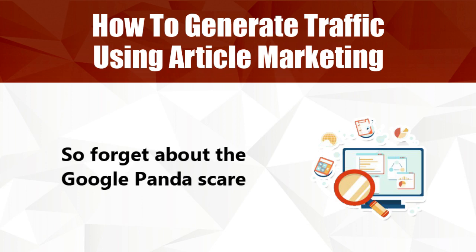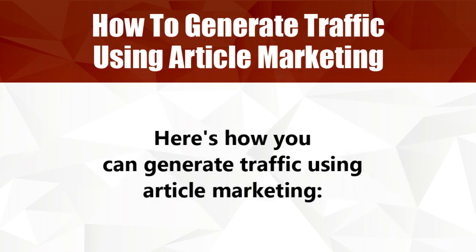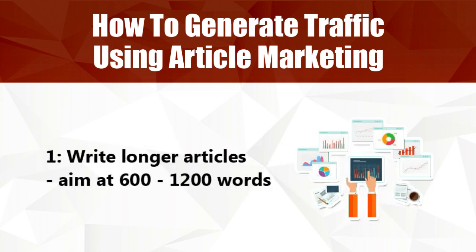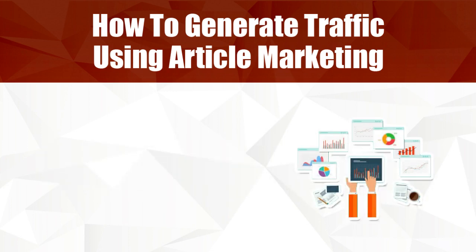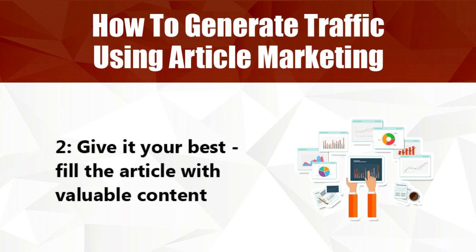So forget about the Google Panda scare. Here's how you can generate traffic using article marketing. 1. Write longer articles. Aim at 600 to 1200 words. 2. Give it your best. Fill the article with valuable content.